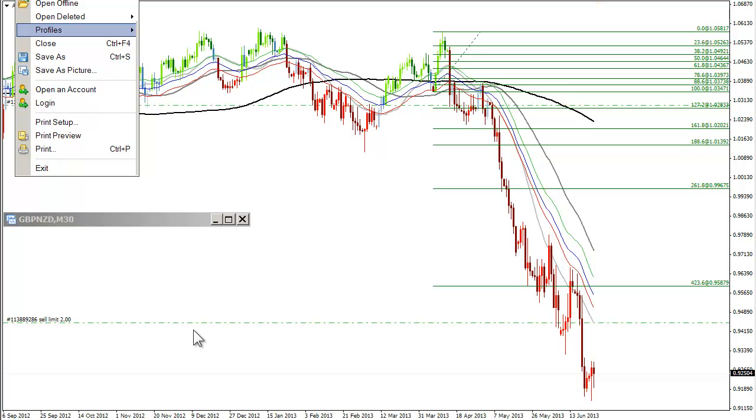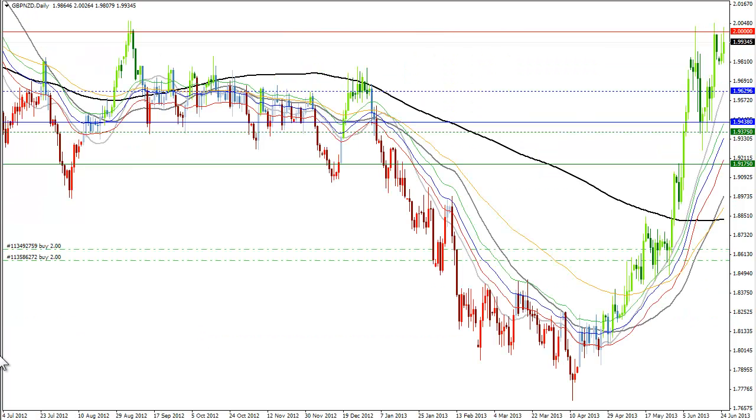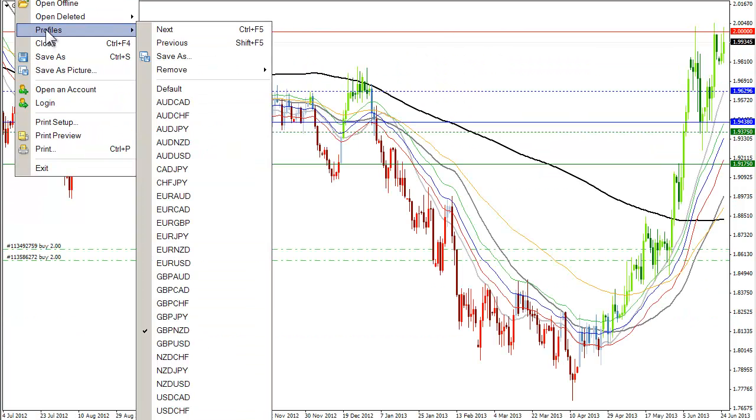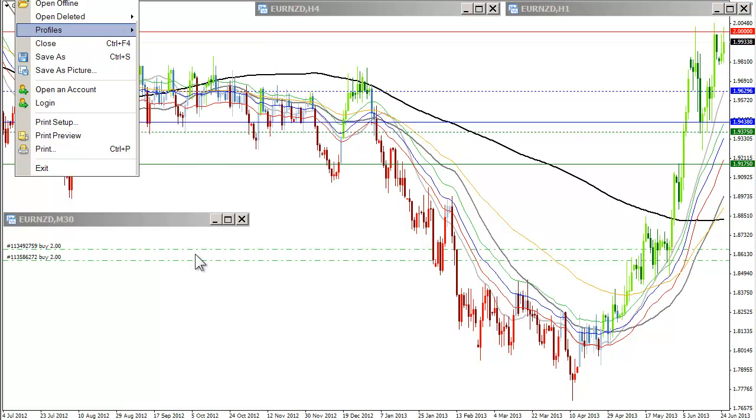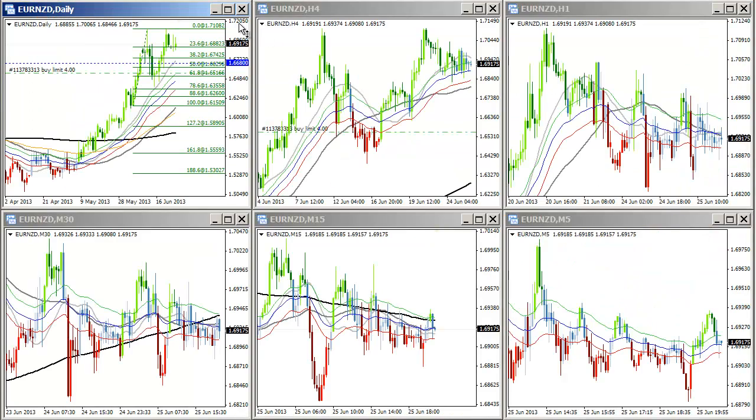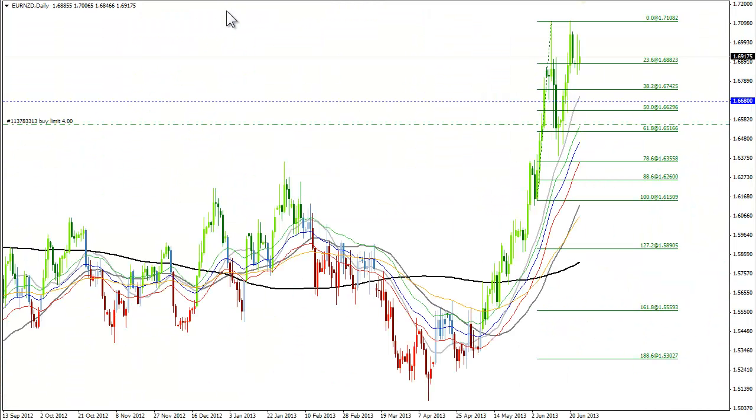Okay, sure. I got a question here about the Euro Kiwi. Would the Euro Kiwi end up on my focus list? Just take a look at the daily chart of it. Absolutely. What am I looking at?